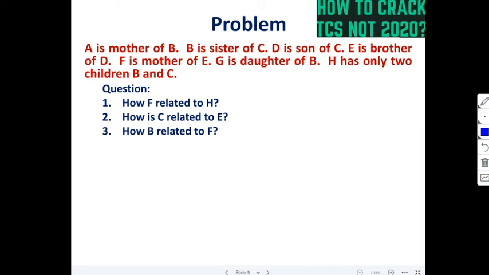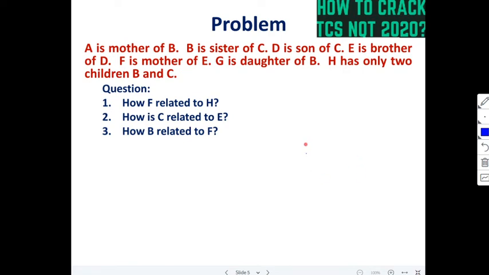Now this problem: A is mother of B, B is sister of C, D is son of C, E is brother of D, F is mother of E, G is daughter of B, H has only 2 children B and C. How is F related to H, C related to E, and B related to F? Okay, fine. Let us start drawing the chart.